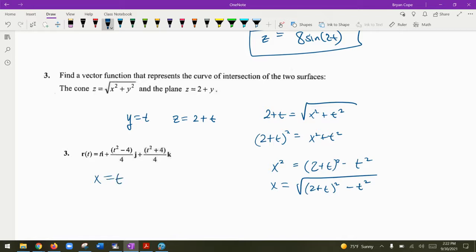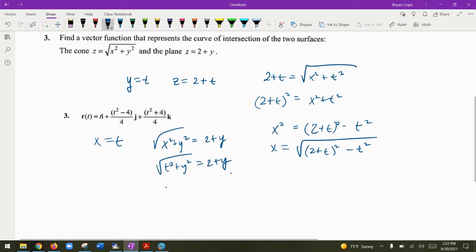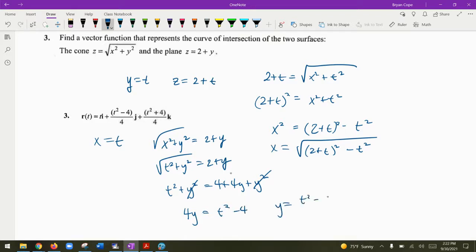Oh, I see. If we let x be t, then you can set that equal: x plus y squared equals 2 plus y. Oh, sure. And then say this is root t squared plus y squared equals 2 plus y. Okay, let's play with that and see if we get to the same place. Yep, it works. I don't know if that's better, though.